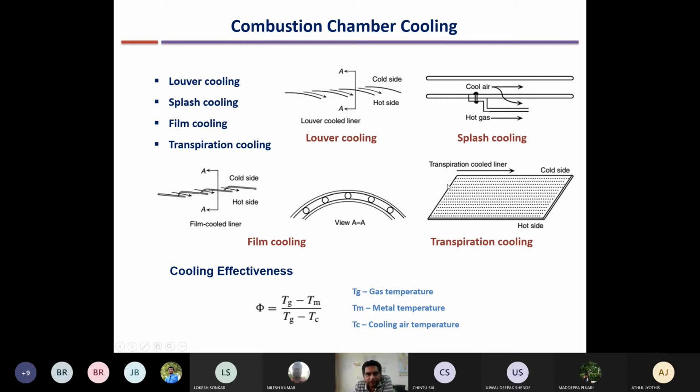So these are some important methods. You can read the book for more details. Other methods are also there, and active research is going on in this area. These are some important areas of research. In combustion chamber design, two or three important areas of research are there.